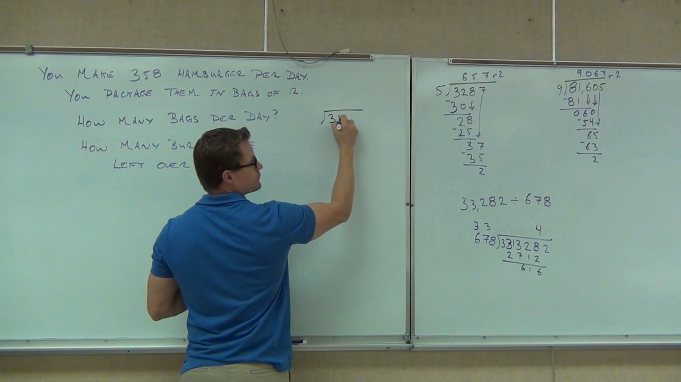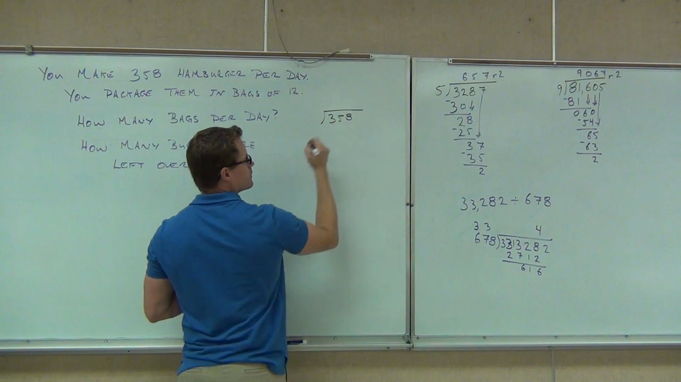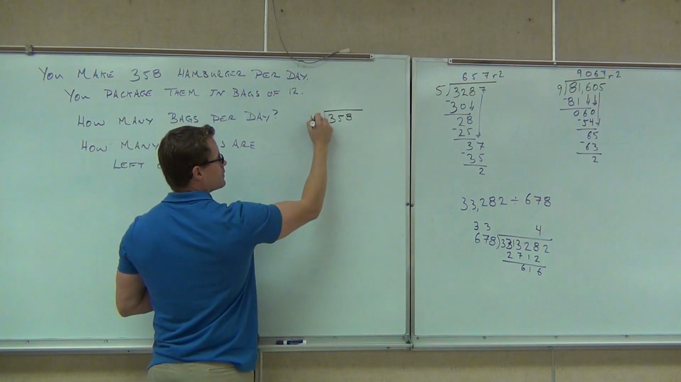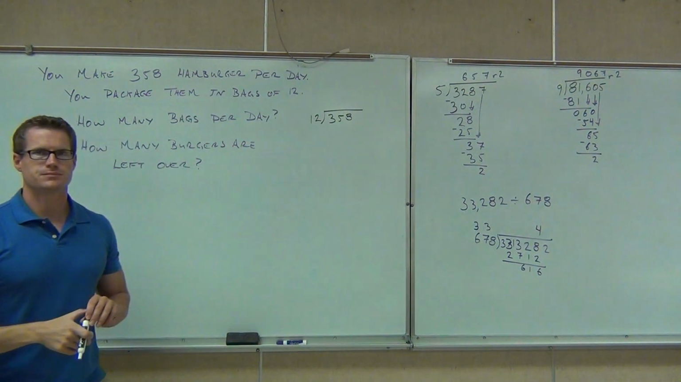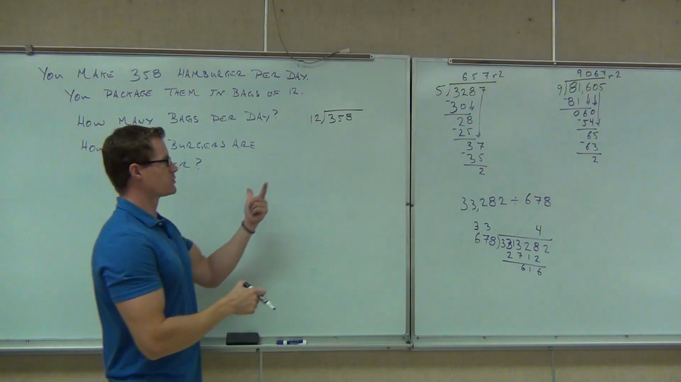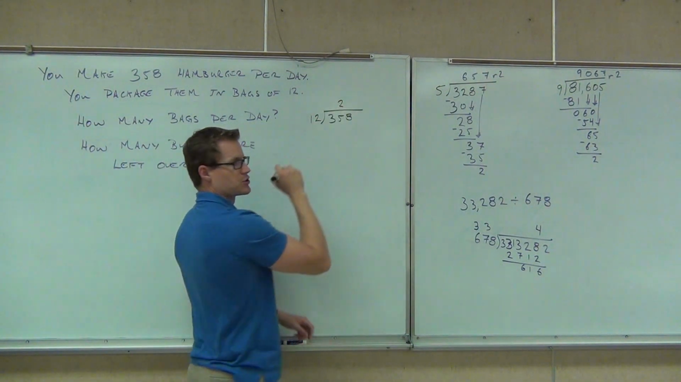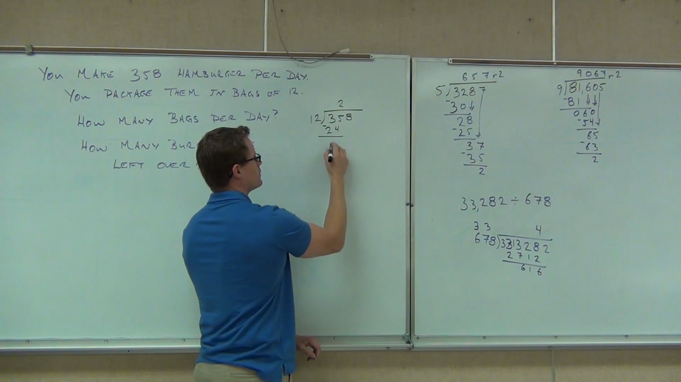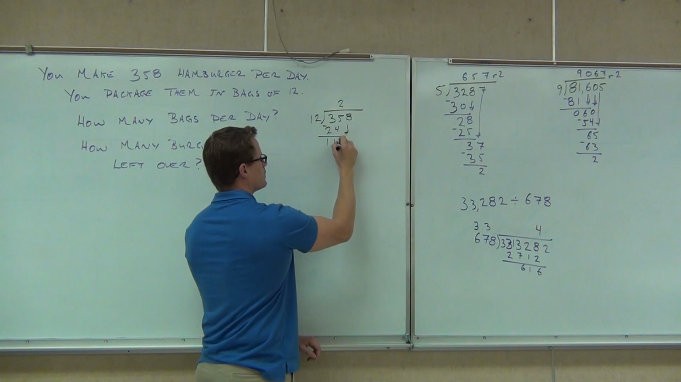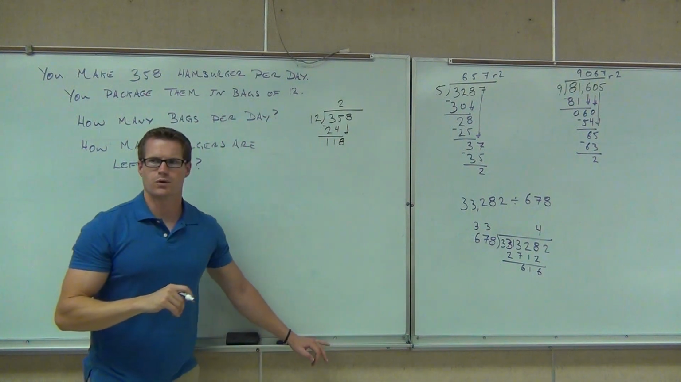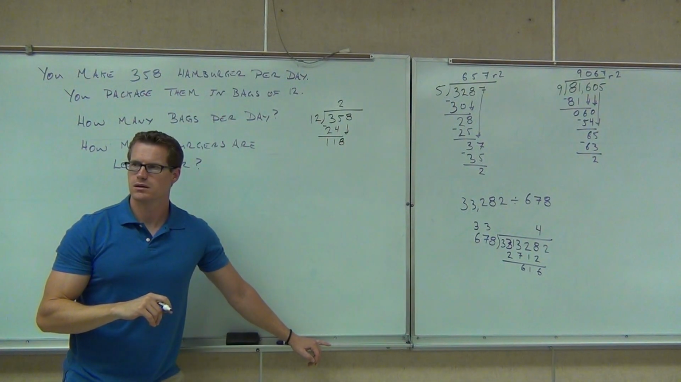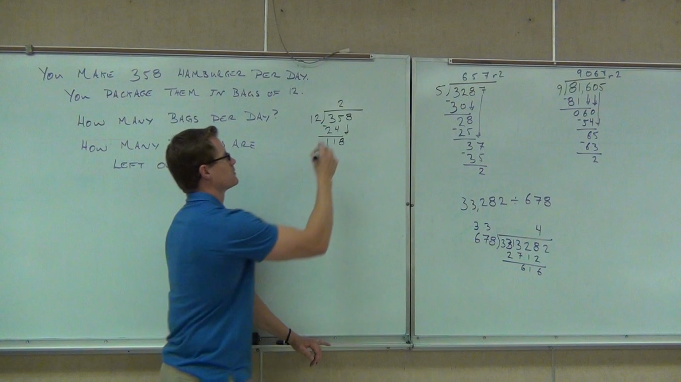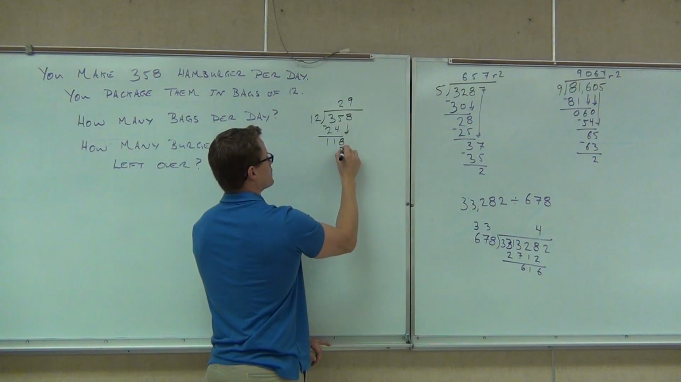We'll take our 358, we'll divide it by 12, and we'll work through it. So 12, 20. You got a 2, right? How many times does 12 go into 118? Nine times? Okay.